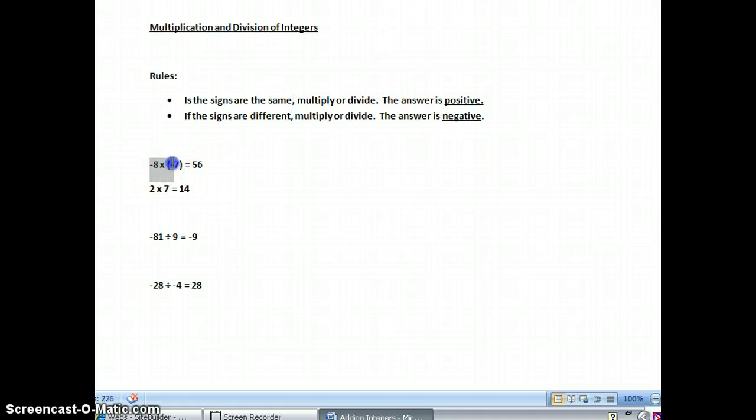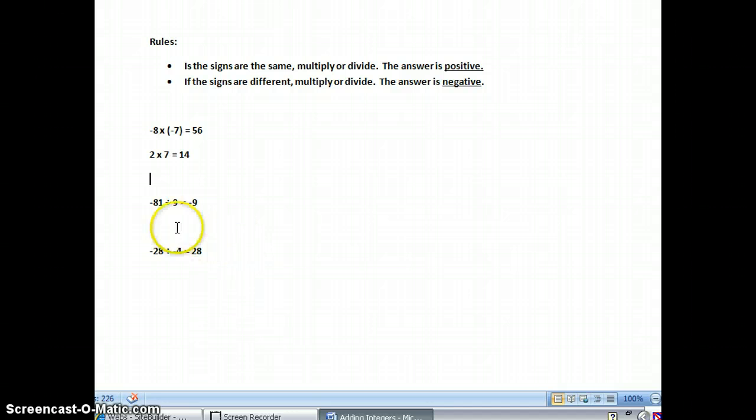So I've got negative 8 times negative 7. Signs are the same. I multiply, and I get positive 56. The one you would know is positive 2 times positive 7 gives me positive 14. But then here, if I take some opposite signs, negative 81 divided by 9, signs are different, so I just divide, and I get a negative 9. Negative 28 divided by negative 4, I divide, and I get 7. Signs are the same, so I get a positive 7 as my answer.